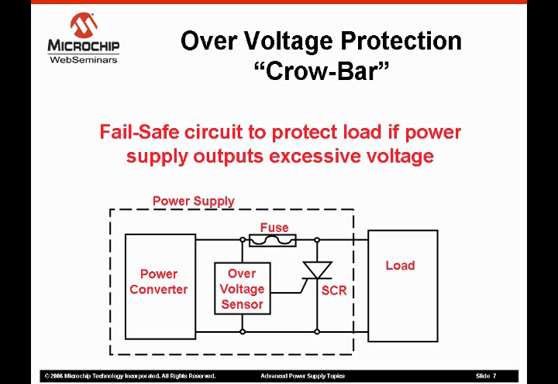The cost of providing a crowbar circuit and the associated cost of a power supply with a higher current rating must be weighed against the cost of destroying the load if a power supply failure occurs.